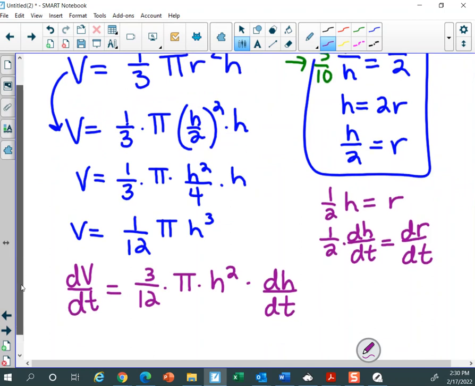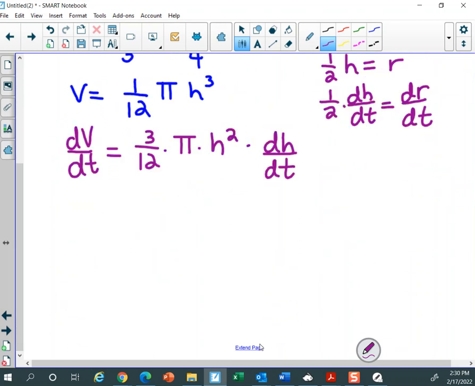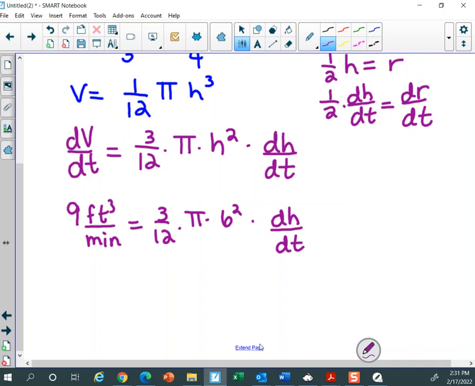But we're good. We're right here. And that's 9 cubic feet per minute, and that's 3/12, and that's pi, and that's 6 squared, and that's dh dt that I'm looking for.